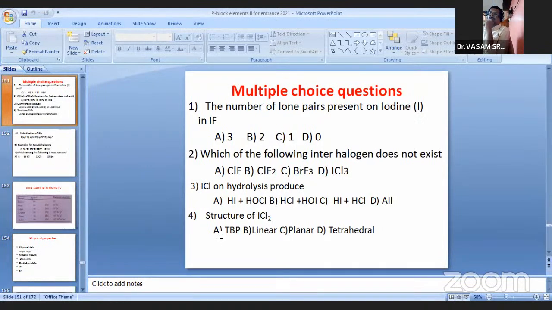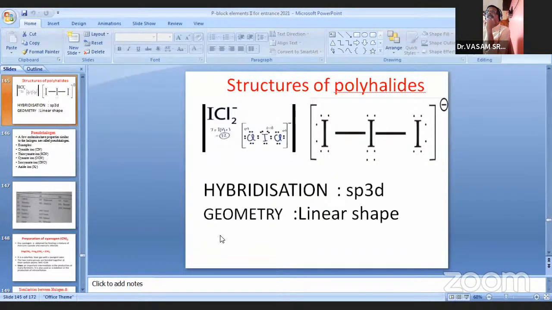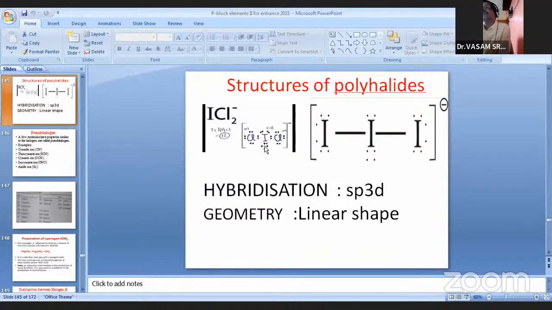And next one, the structure of ICl2 minus. This is ICl2 minus. Linear. Yes, linear structure, around 180 degrees, iodine, linear.